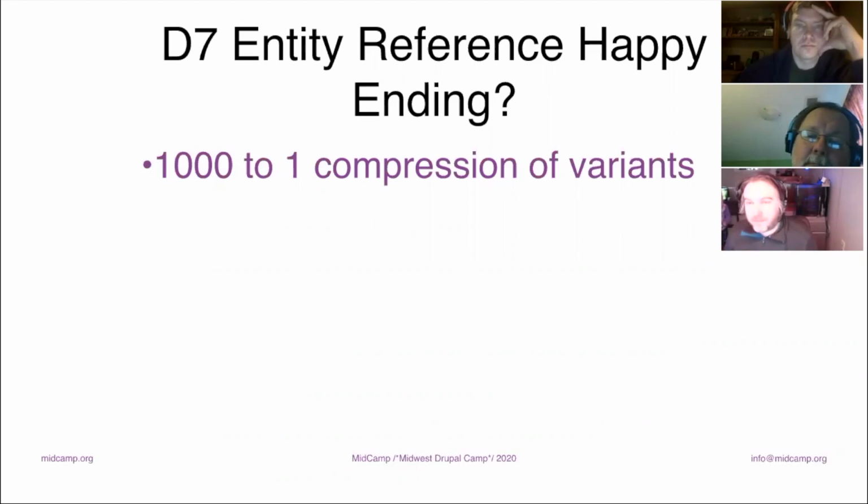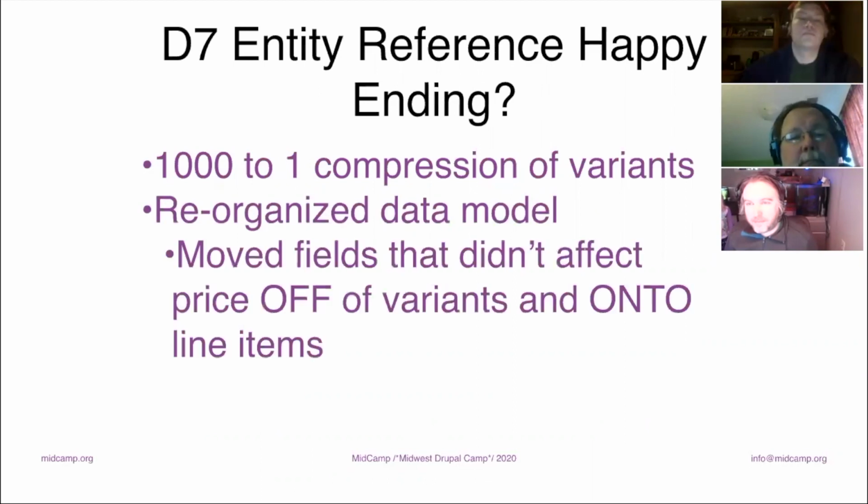We went from 700,000 products to 700 products. And so we did this by moving fields that didn't affect price off of variance and onto line items.